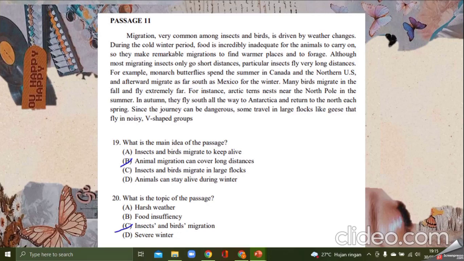Many birds migrate in the fall and fly extremely far. The Arctic tern breeds near the North Pole in the summer. In autumn, they fly south all the way to Antarctica and return to the North each spring. Since the journey can be dangerous, some travel in regular flocks that fly in night shifts. What is the main idea of the passage? Animal migration can cover long distances. What is the topic of the passage? Insect and bird migration.